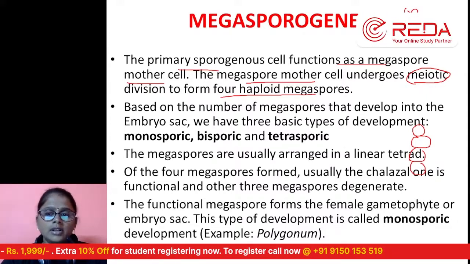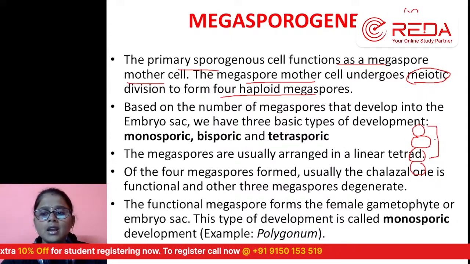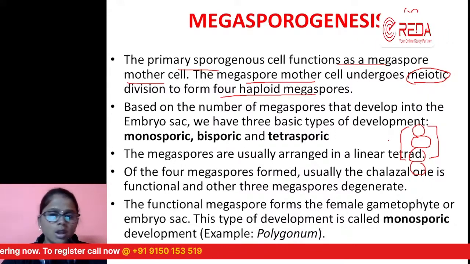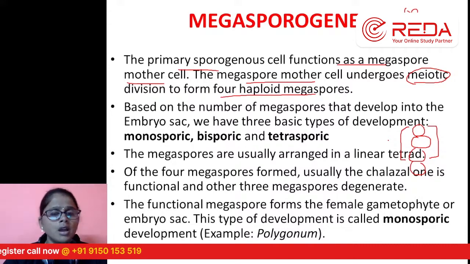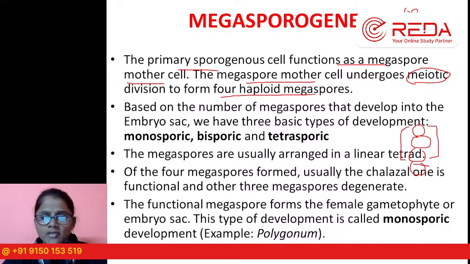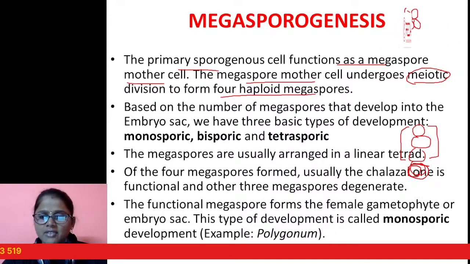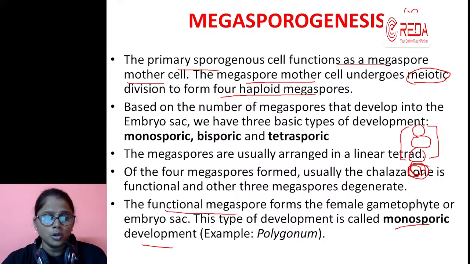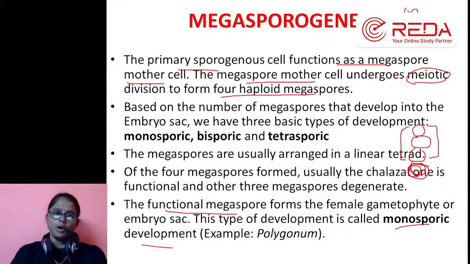இந்த மாதிரி இதில் வந்து சலேசல் எண்டில் இருக்கிற மூணு மெகாஸ்போர்ஸுமே டீஜெனரேட் ஆகிடும். They will not be going to form the megaspore. So only one will survive and that survival is called as a monosporic development. ஸோ ஒன்றே ஒன்று மட்டும்தான் ஃபங்க்ஷனல் மெகாஸ்போராக மாறும், that is female gametophyte ஆக டெவலப் ஆகும் எம்ப்ரியோ சாக்குள்ள. அப்போது ரிமைனிங் இருக்கிற மூணு என்ன ஆகுனா they will get degenerated, அப்படியே டிசால்வ் ஆகிடும்.